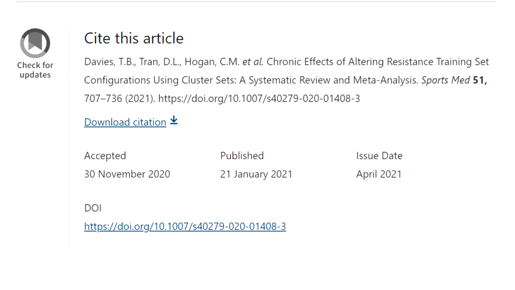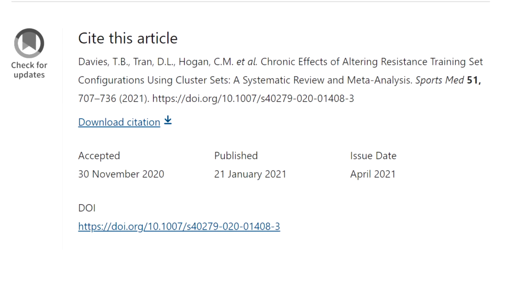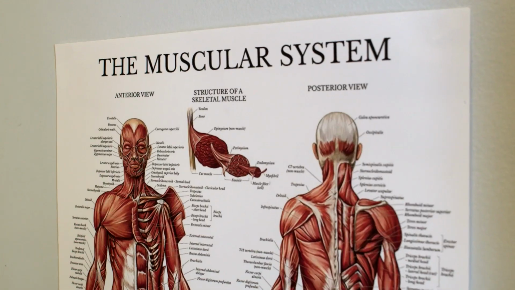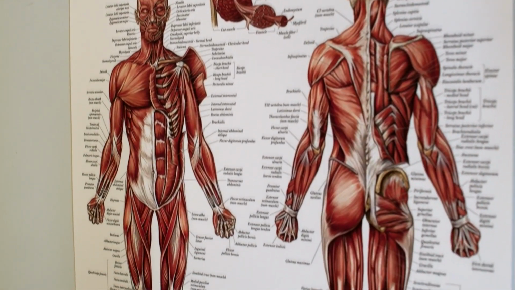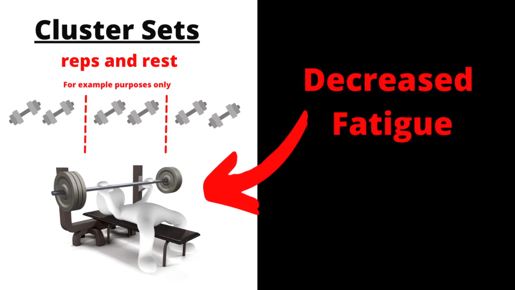And so the most recent meta-analysis we have into cluster sets is interesting as it updates previous information where attributes such as velocity and power were seen as a significant benefit of cluster sets. And so this slightly contradicts previous research, and that's why continuous research into topics is so important. But hold on a second, because this meta-analysis did show several benefits of cluster sets. For example, that they may allow for neuromuscular adaptation with less fatigue than traditional sets. And so that is an absolutely key takeaway.